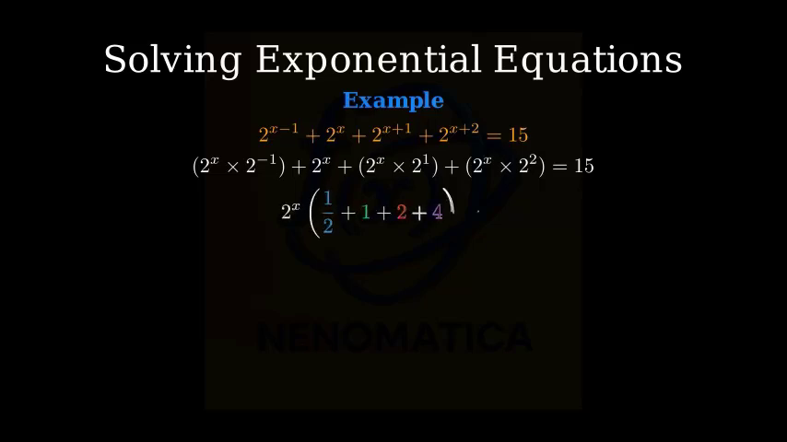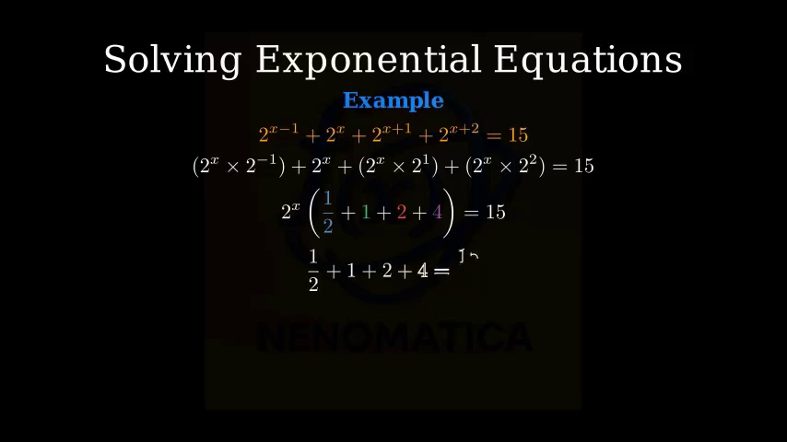2 to the power of negative 1 equals 1/2. 2 to the power of 1 equals 2. And 2 to the power of 2 equals 4. So our equation becomes 2 to the x times the quantity 1/2 plus 1 plus 2 plus 4 equals 15.